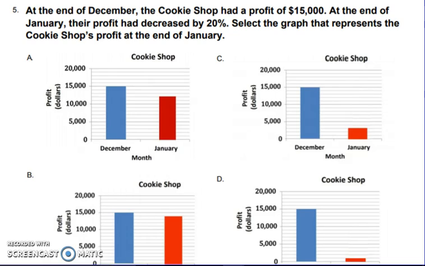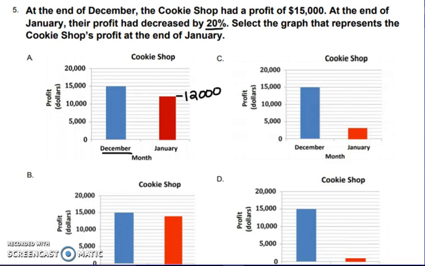So it does say that in December, it had a profit of 15,000. So I know that the blue in every single graph is going to be at 15,000. The January, which is the red, tells you where it went to. So if I'm taking a look at answer choice A, it looks like that is at $12,000. So they fell from $15,000 to $12,000. So what I'm going to do is I'm actually going to do this problem backwards. Because I know that they want an answer of 20%, I'm going to do this backwards here.